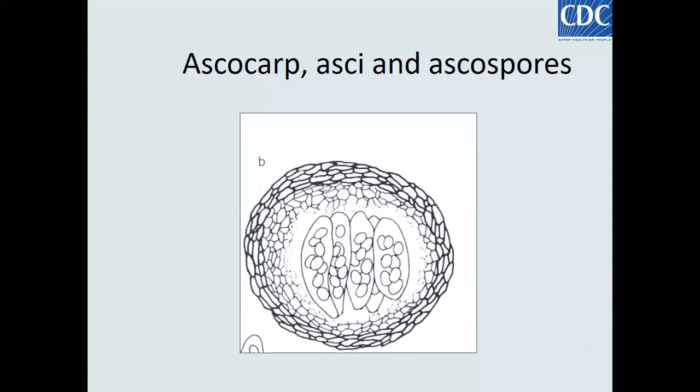But I was going to talk for just a second about the ascomycetes. That's probably the largest group of fungi that are pathogenic to us. And you see how the ascocarp there, that's again the sexual reproduction structure that we don't often see in the lab. And inside of that ascocarp, you see these sacs there with spores inside them. The sacs are the asci, and then the little ascospores are inside those.